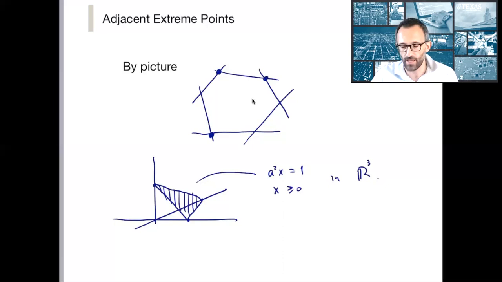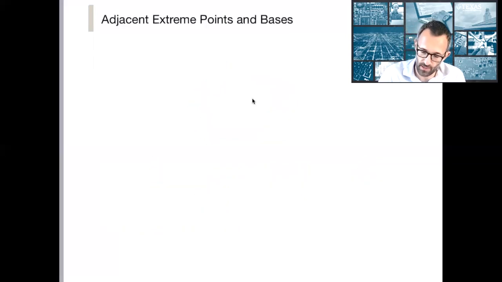I want to understand algebraically what this means. And the picture kind of tells the story. So what do these two have here? This extreme point and this extreme point, they have a common binding constraint, namely this. Whereas if I look at this extreme point and this extreme point, they don't share any binding constraint. So let's just translate this into the algebraic view.